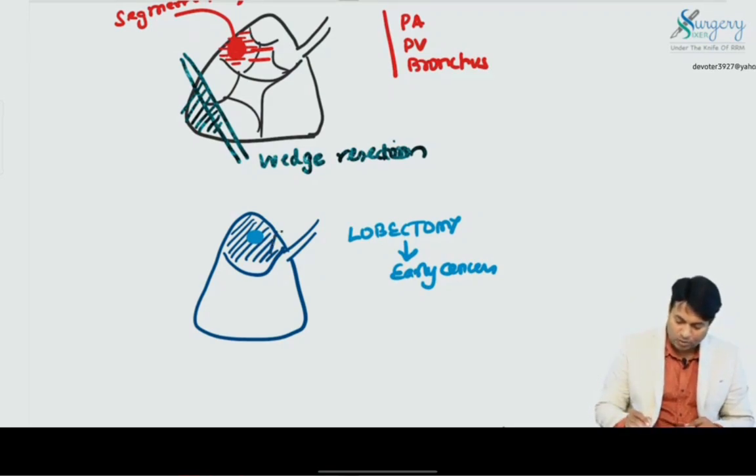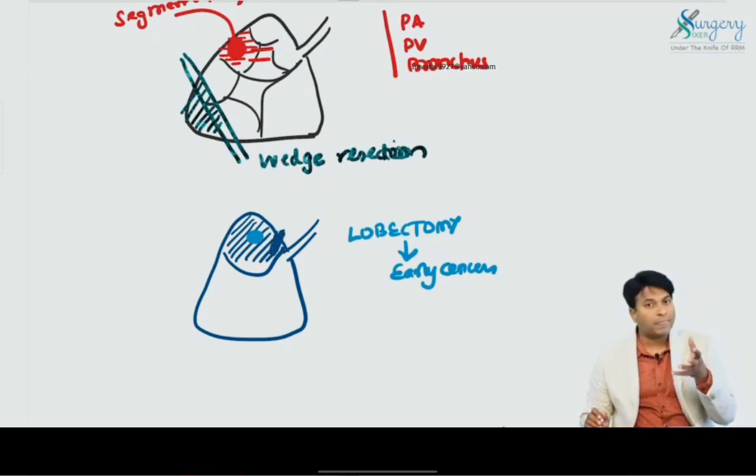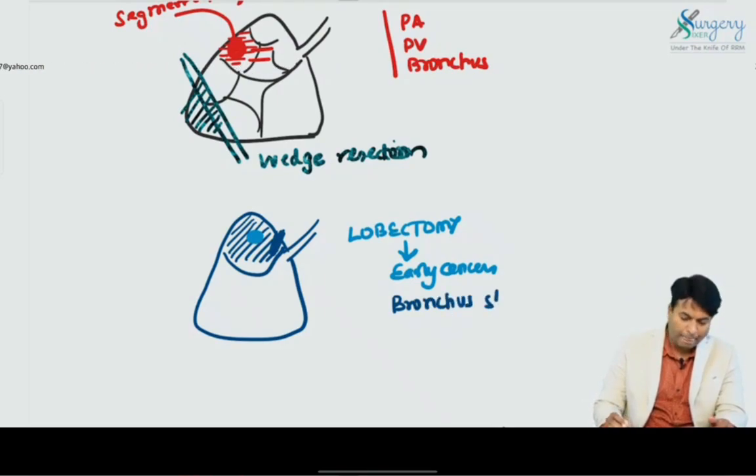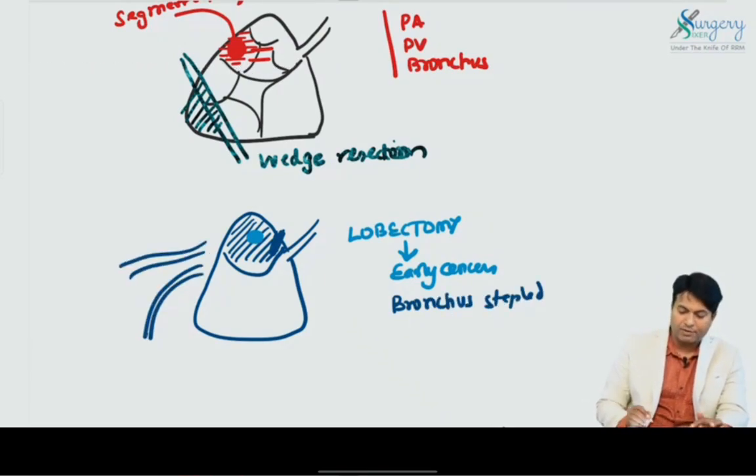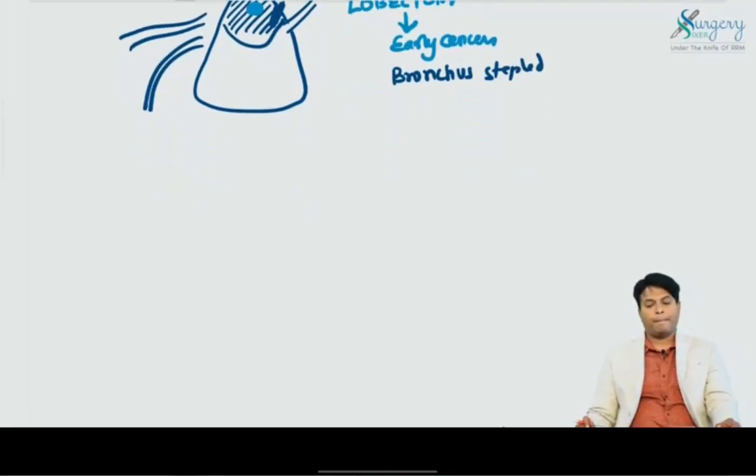The bronchus is stapled or sewn because that part is a little big bronchus. It can go for leakage. So the bronchus is stapled, and we usually keep 1 or 2 ICDs after surgery. We have to keep 1 or 2 ICDs after surgery. So please don't forget lobectomy.